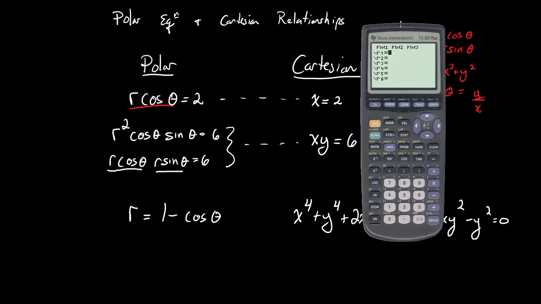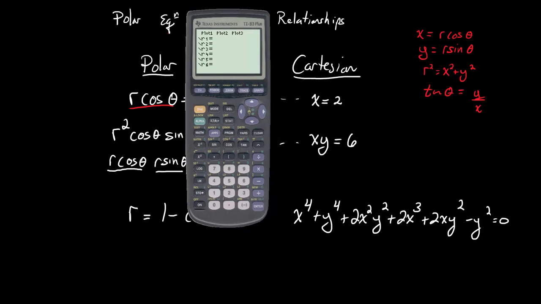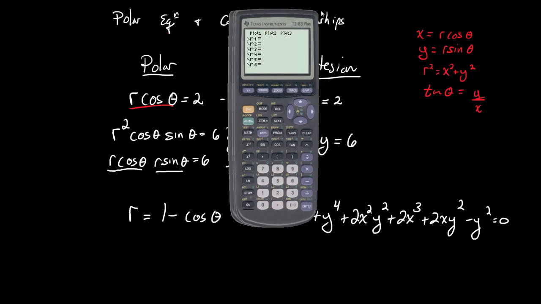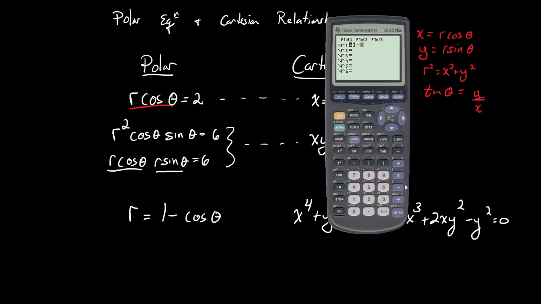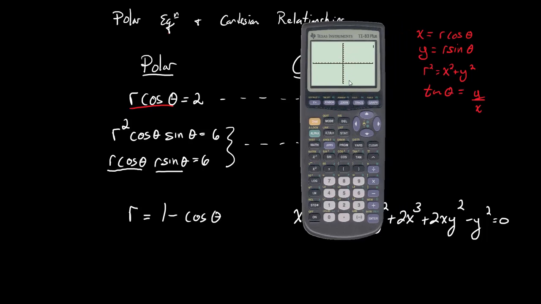So now, instead of me trying to figure out how I would even solve for y, I don't even know, I can just plug in 1 minus cosine of theta, and I get a really pretty picture. I hope you guys can see this.